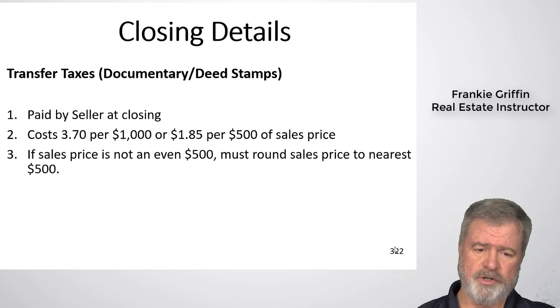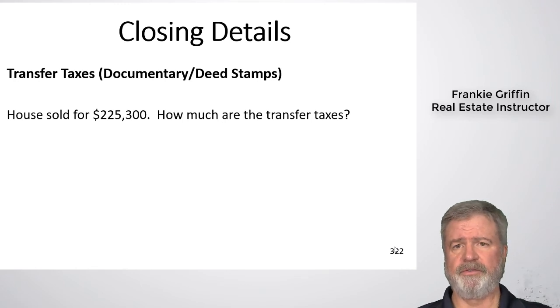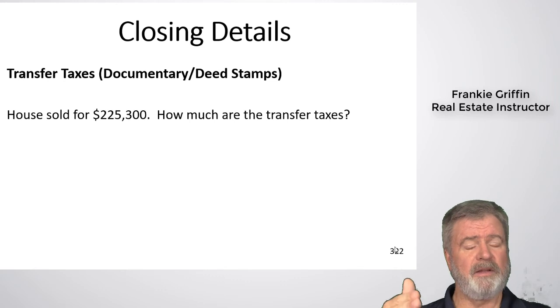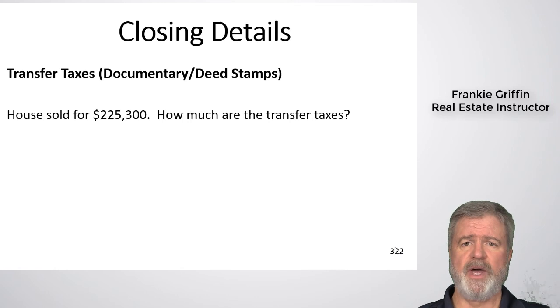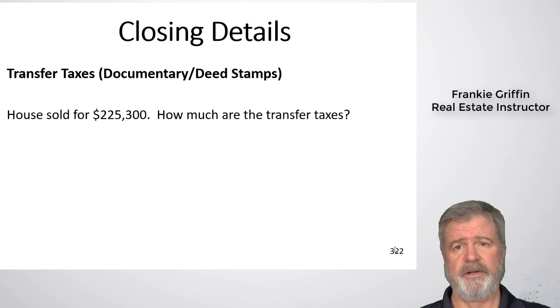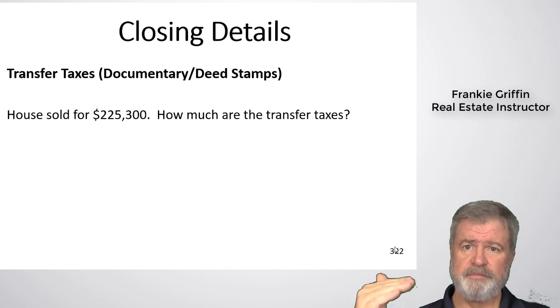So let's look at a question or problem here. Say the house sold for $225,300. How much are the transfer taxes? Or they may, in the question, call it transfer taxes, they may call it deed stamps, so don't let that confuse you. Well, just looking at that sales price, the first thing you need to figure out: am I okay leaving the sales price the way it is, or do I need to round it? And what would you say? Hopefully you said we need to round it, because obviously $225,300 is not an even 500. So we're going to have to round that sales price to $225,500, up to the nearest 500.